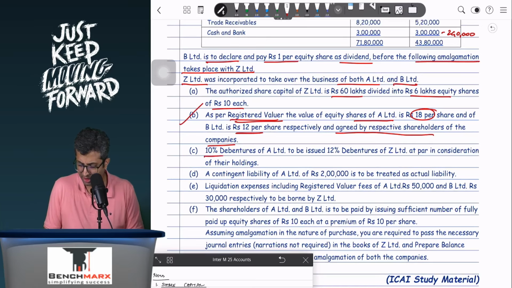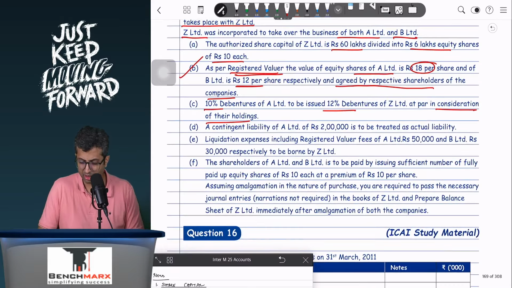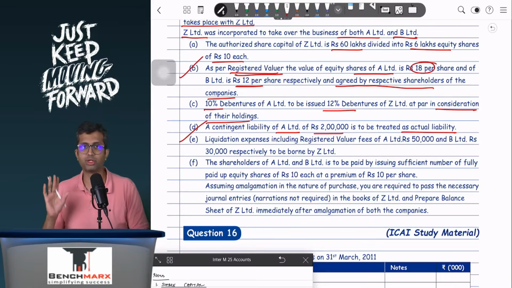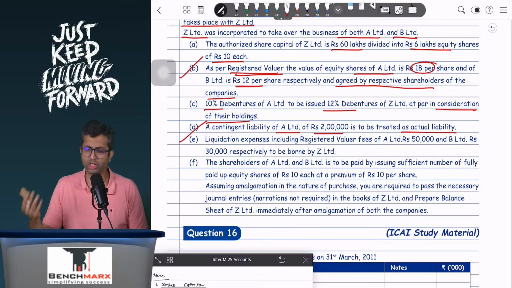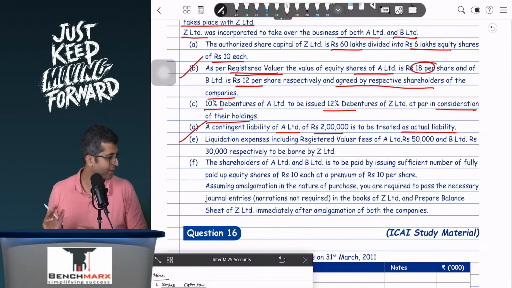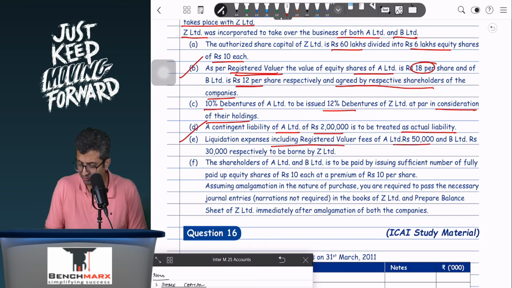10% debentures of A are to be issued 12% debentures of Z in consideration for their holdings. So it is the same amount. And a contingent liability of A of 2 lakhs is to be treated as an actual liability. So over here, along with the net assets taken over, there will be a liability of 2 lakhs as well that you will take. It's like an unrecorded liability. But if it is there at fair value, we should take this. Liquidation expenses, including registered valuer's fees of 50,000 for A and 30,000 for B, are to be borne by Z. So this will be adjusted against the goodwill or capital reserve that will arise at the stage of acquisition.